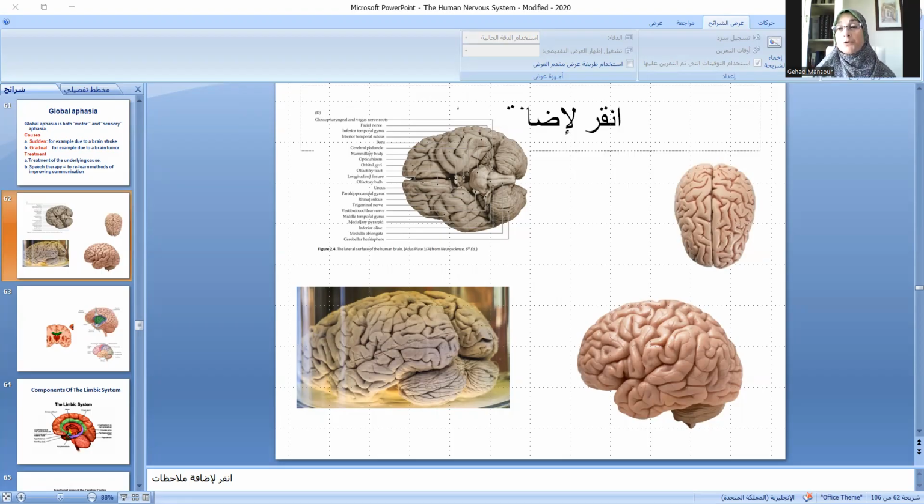This is the superior surface of the cerebral hemispheres, and we can see the right cerebral hemisphere. Of course, I'm talking about the right side of the person, and the left cerebral hemisphere.